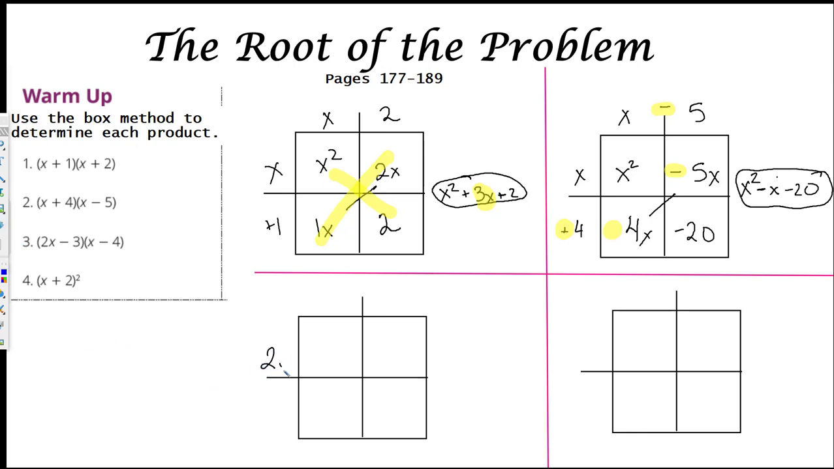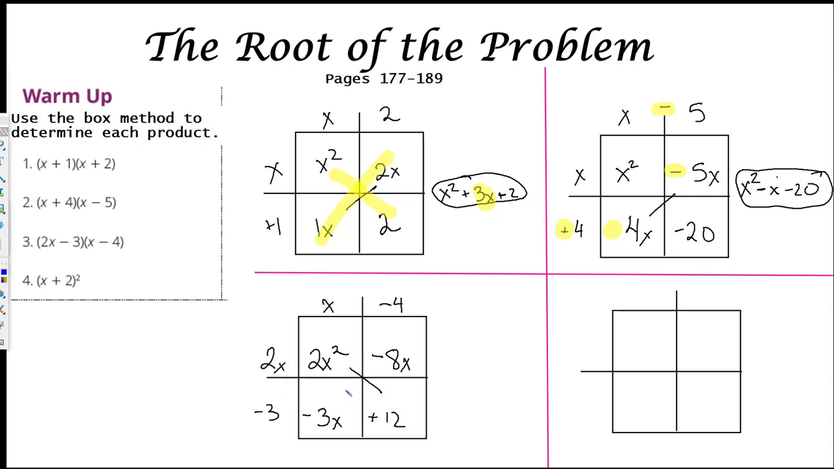Okay, so let's do the next one. 2x minus 3, and then x minus 4. What'd you get for the top right-hand corner? 2x squared. Okay. 2x times negative 4 gives us a negative 8x. x times negative 3 gives you negative 3x. Negative 4 times negative 3 is a positive 12.